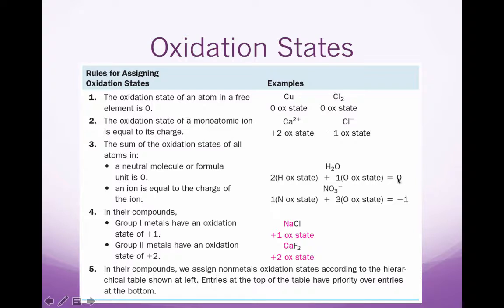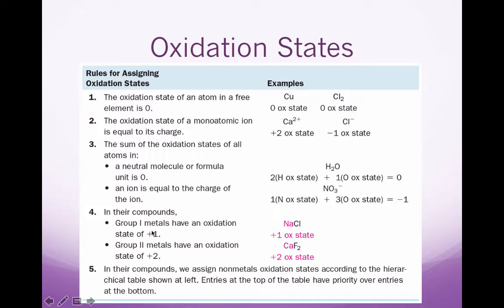But if you have an ion, the oxidation states must equal the charge of the ion. So here, 1 times the oxidation state of nitrogen plus 3 times the oxidation state of oxygen must equal -1. We know the oxidation state of oxygen is -2. So we can use that to figure out what the oxidation state of nitrogen is in this compound.